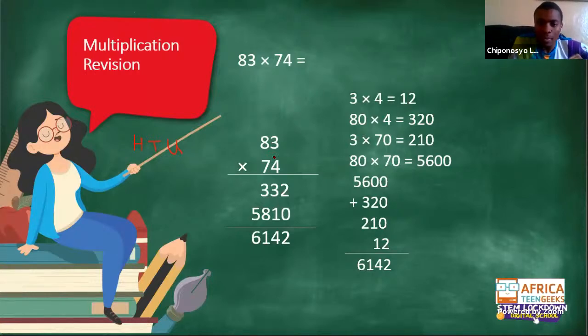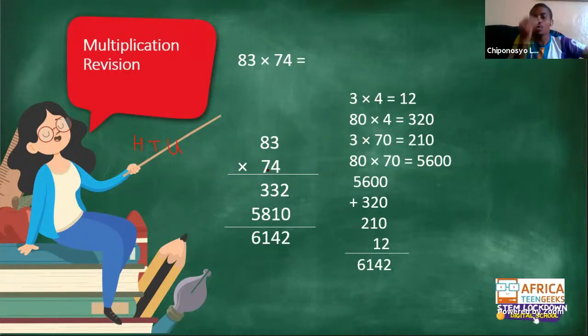Then 4 times here is what? 80, because we're multiplying what? Here we're multiplying with 3, unit 3. But here we're multiplying with an 8 in the tens place, which is 80. That's why 3 times 4 is 12, and 4 times 80 is 320.